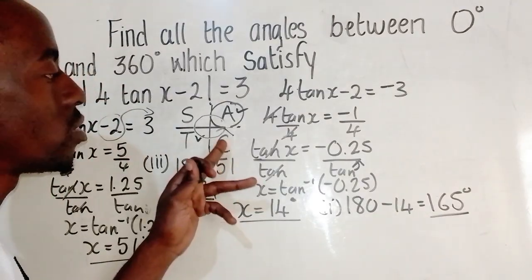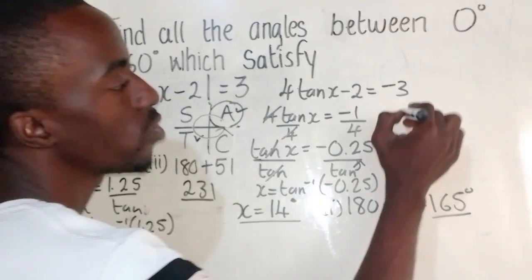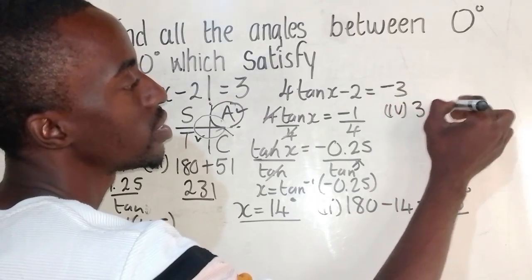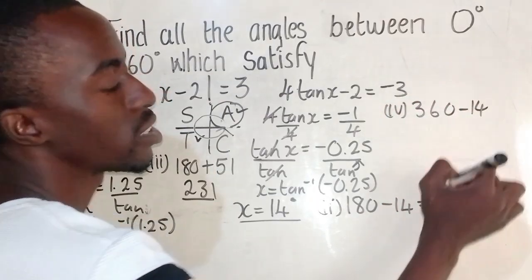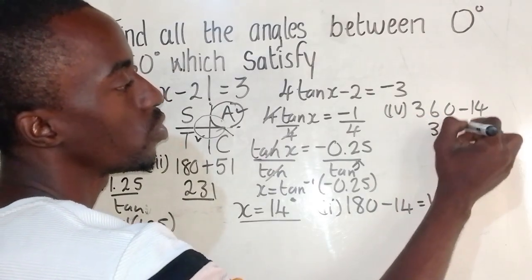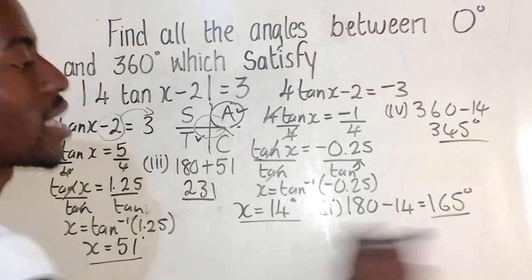Now how about the one in the fourth? For the fourth angle, you say 360 minus 14. So 360 minus 14 is going to give me 345. So these are the answers.